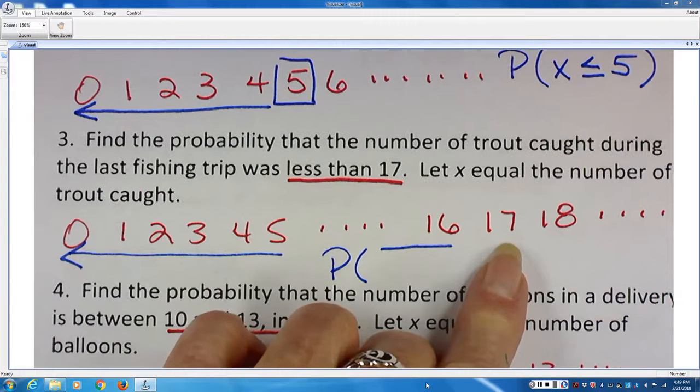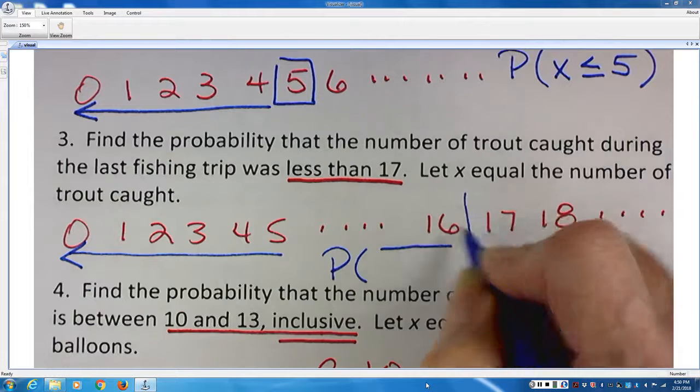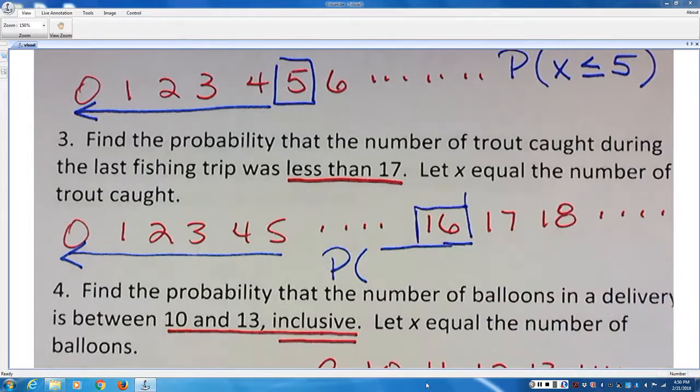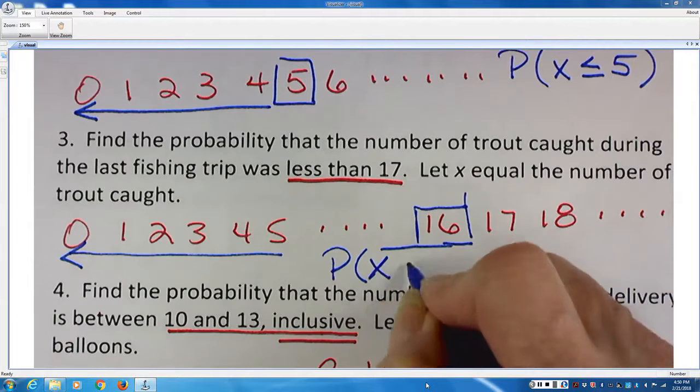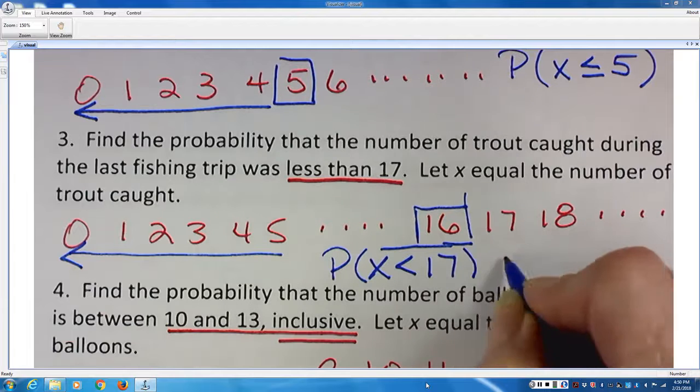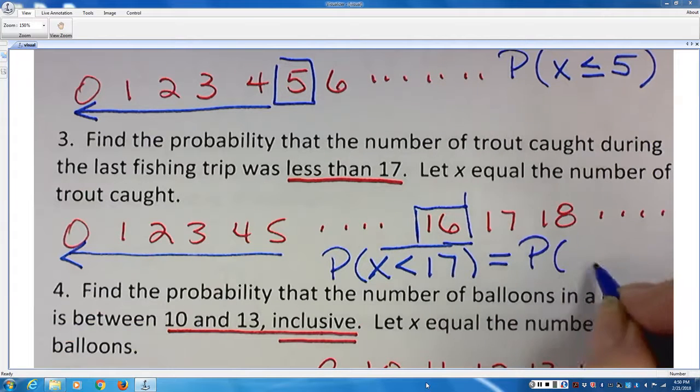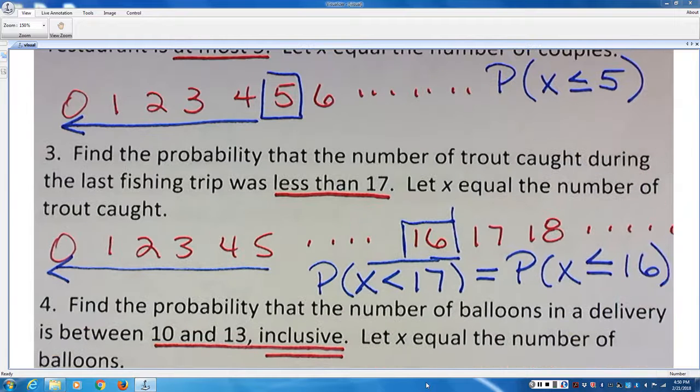Is 17 included or not? Is 17 less than 17? No. So you do not include 17. You only include 16. So that's x is less than 17, which is exactly the same thing as the probability x is equal to or less than 16. Those both mean the same thing. And you need to understand that they both mean the same thing. That's going to be important. Okay?